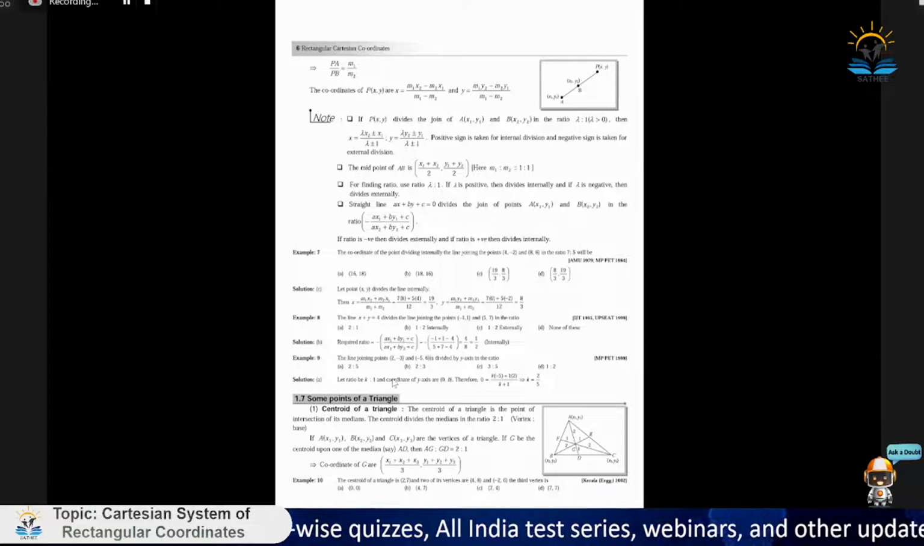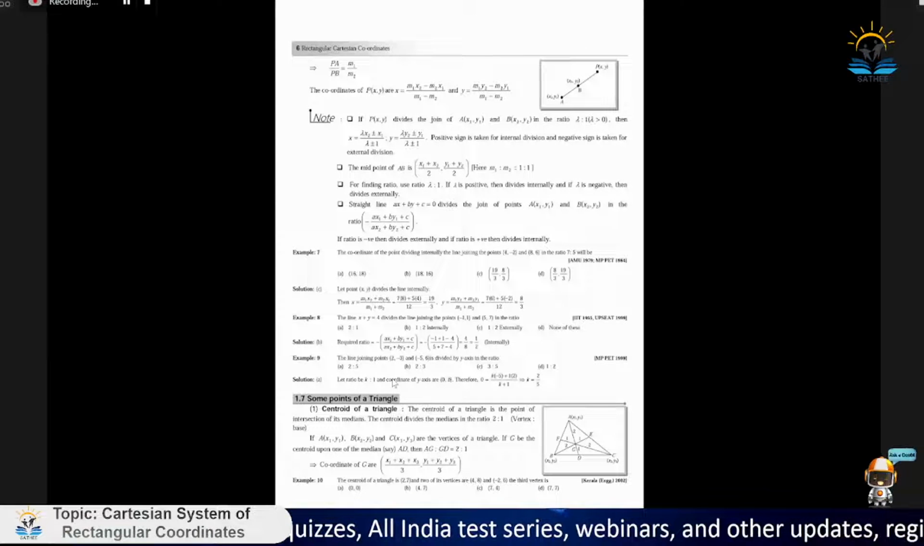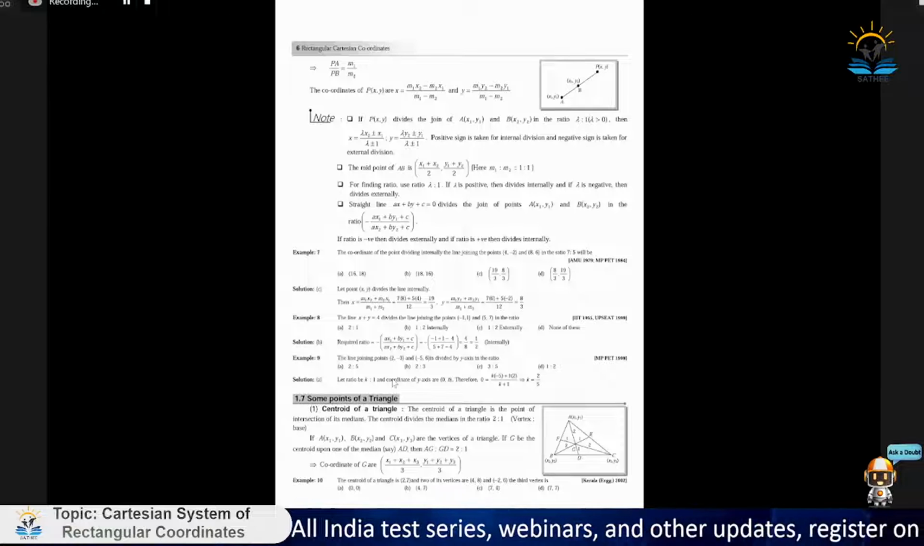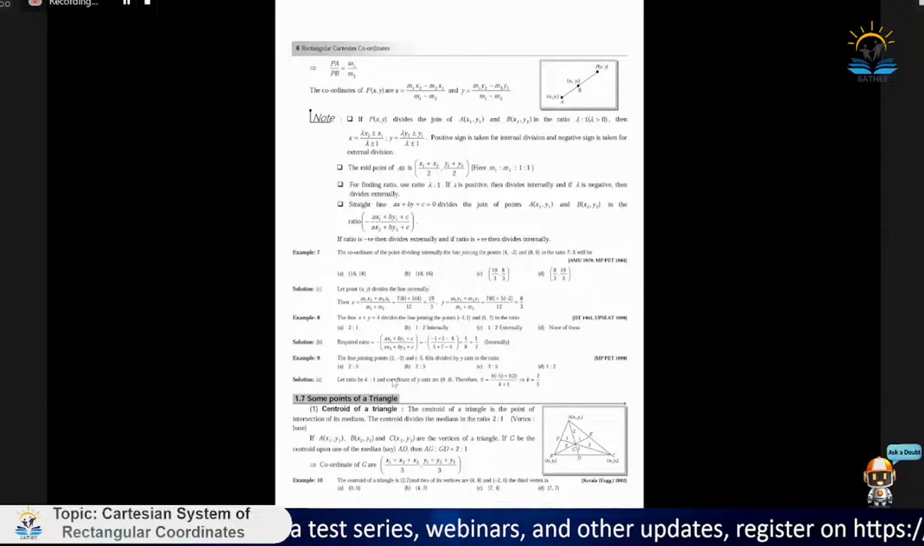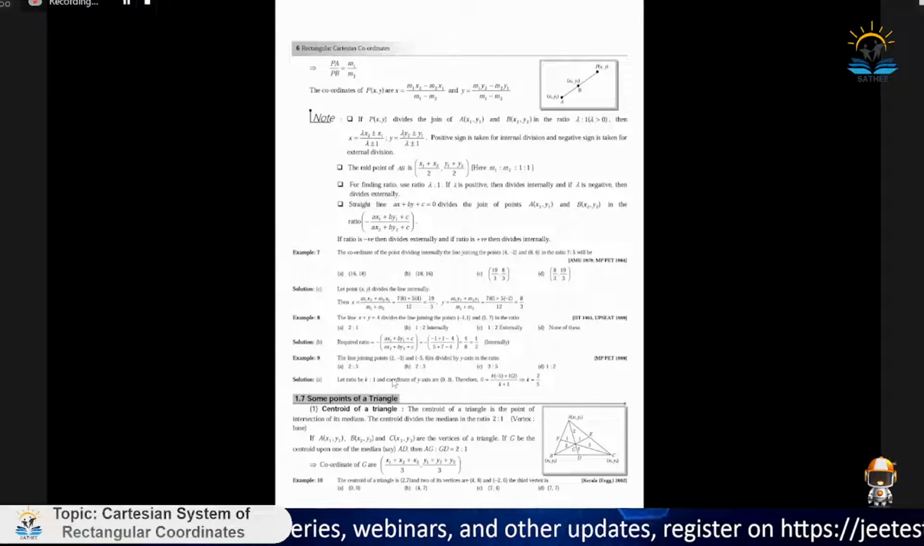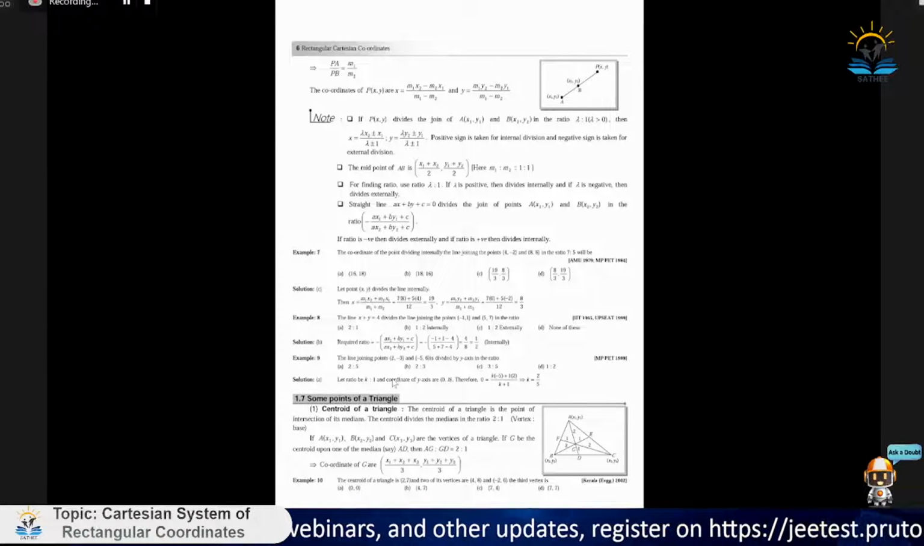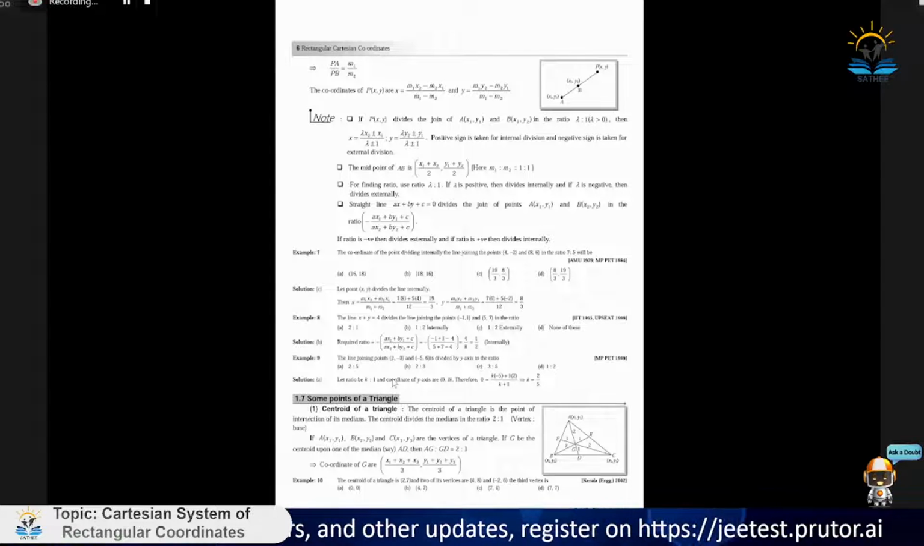And if you have a straight line ax plus by plus c equal to 0 dividing the join of the points A and B, the ratio is minus (ax1 plus by1 plus c) by (ax2 plus by2 plus c). In that way, and so we'll solve the questions.